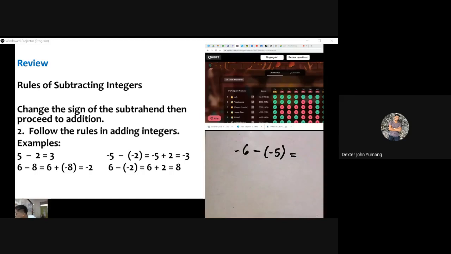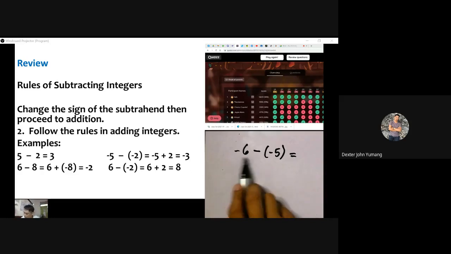Okay. Sana po mag-participate lahat. Tres, Nico, please type your answer. Jane is 11 also. Negative 1 from Ashley. Cindy is 11. So let's find out if it is 11.